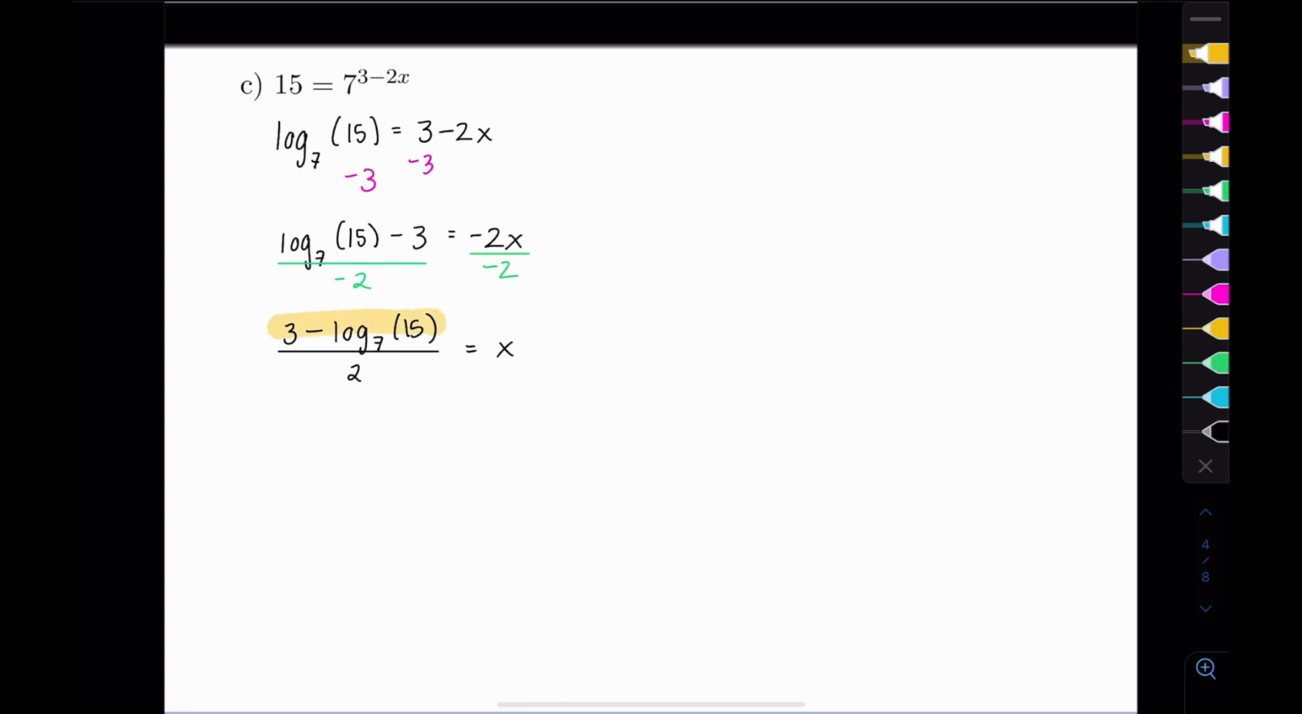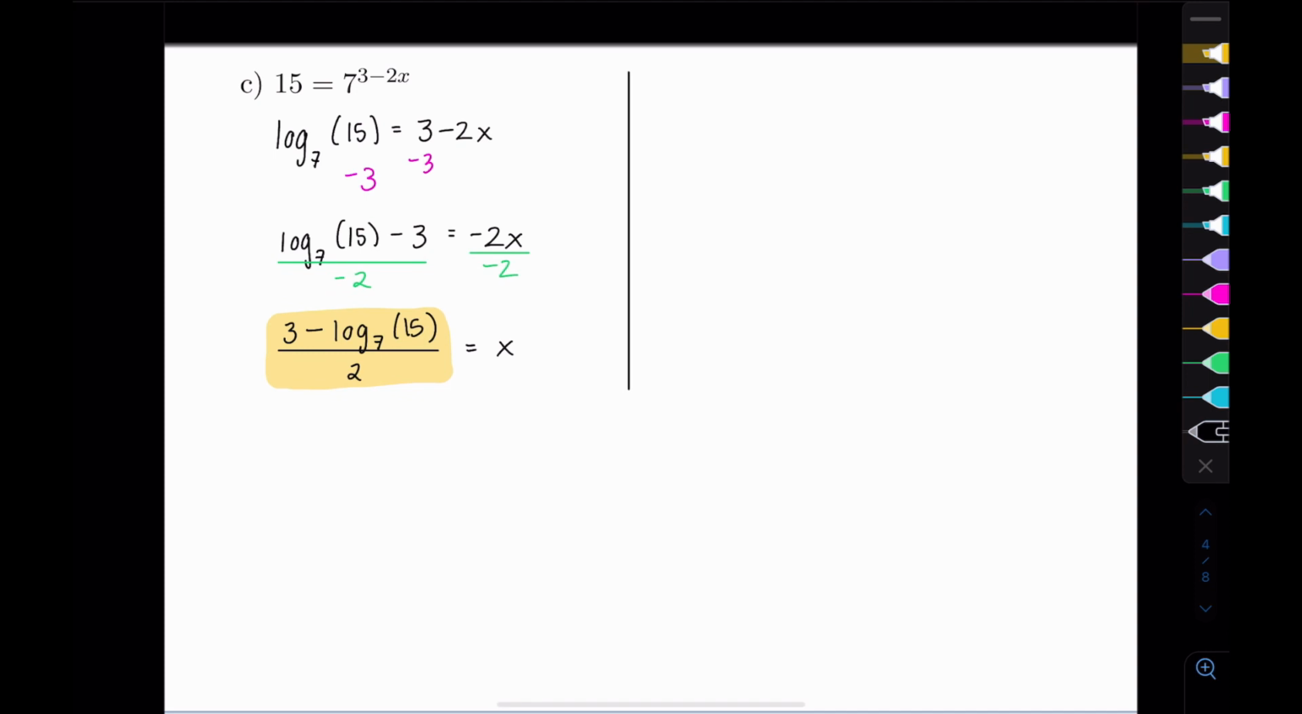And this is just a number, okay? You could plug that into your calculator to get a decimal approximation, but I'm also going to show you how to manipulate this so you can see a different form. So a second approach that we could do is, to be able to bring this exponent down, we go ahead and we take the natural log of both sides.